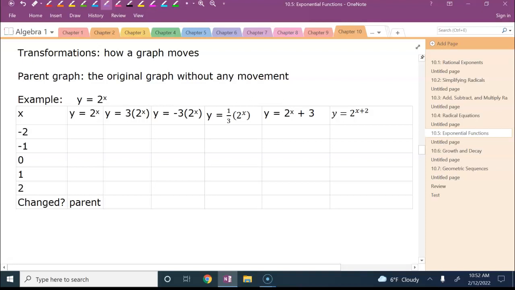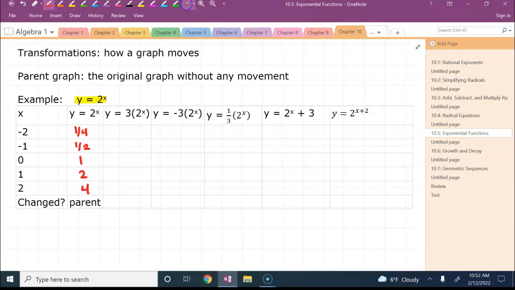So for this one, I have my original parent function, which is y equals 2 to the x power. Again, if you want to, I would use your table function to really help you fill out all these points and then start to see what the graphs look like. So starting with the parent function, y equals 2^x, we would type in that function in our calculator, or you could start thinking what's 2 to the negative 2 power, 2 to the negative 1, and so on. And so I'm going to get 1/4, 1/2, 1, 2, and 4. So this is the parent function because this is kind of where we would have started.